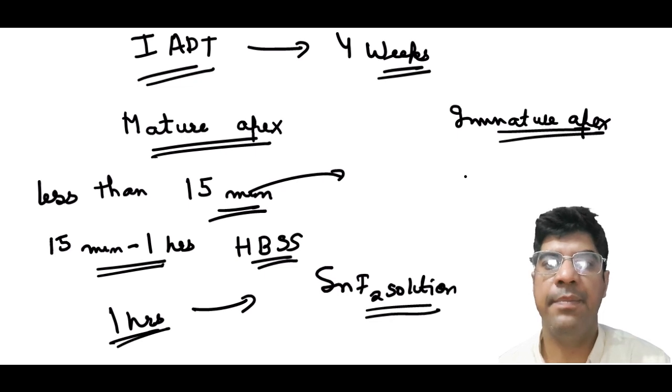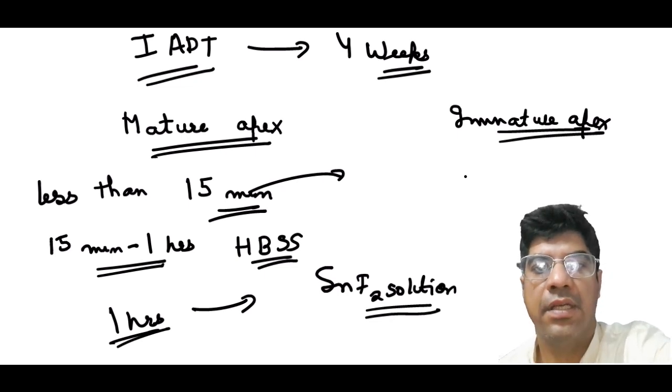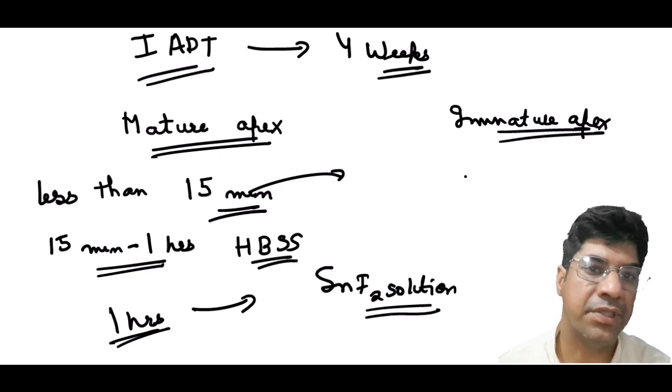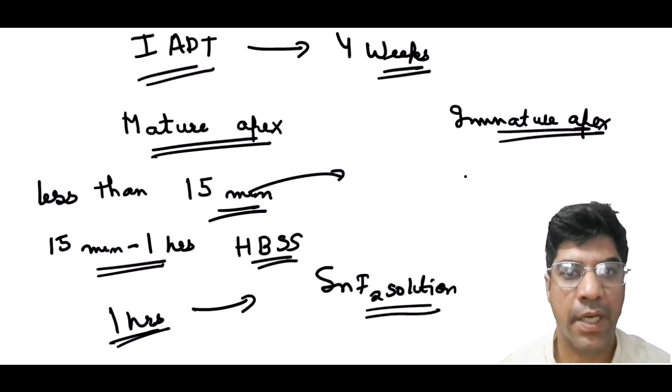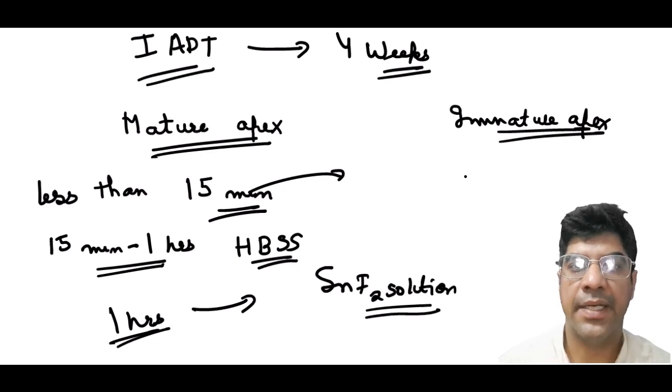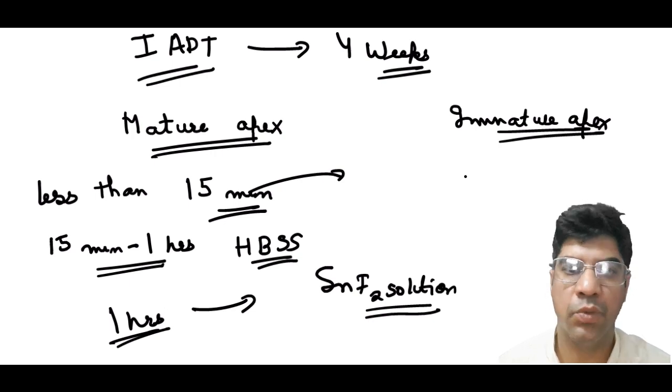So if the time is 15 minutes to 6 hours in a physiological solution, then you can soak the tooth in doxycycline solution, flush the socket, reimplant and splint it. If the time is greater than 1 hour, then the procedure is similar for the tooth with the mature apex.